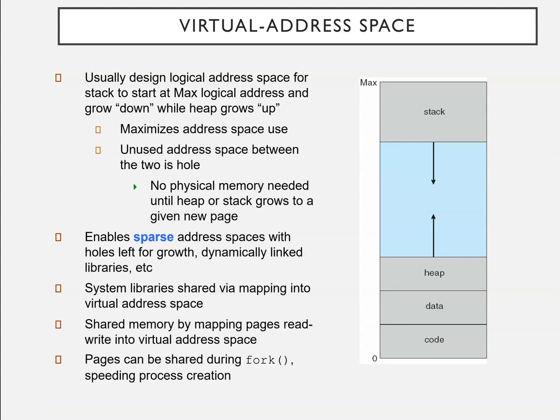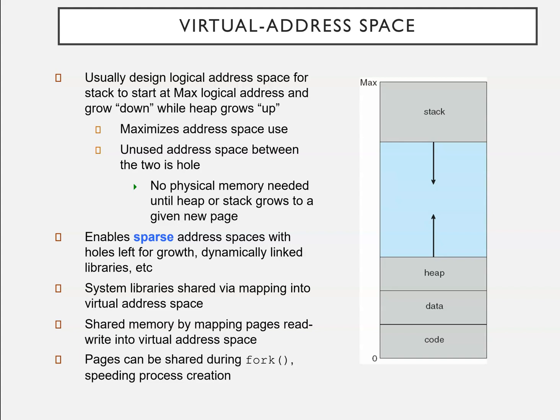So we're going to discuss a virtual address space here. We usually design our logical address space so the stack starts at the top and grows down while the heap grows up. Heap is for allocated memory. This maximizes space use. The unused address space between the heap and the stack needs no physical memory until one of these grows beyond a page boundary. This enables sparse address spaces with holes left for growth and dynamically linked libraries.